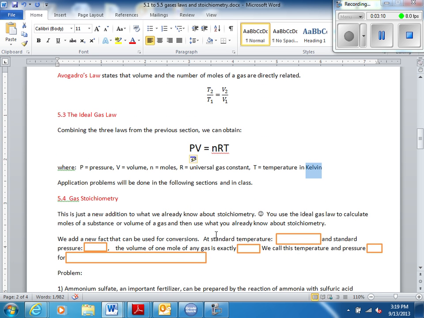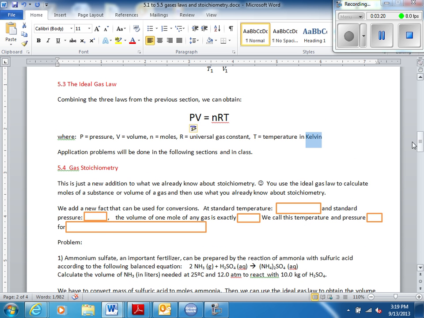Okay, we're not going to do any practice problems. I'm assuming you can do these, and you'll get some practice in class. We're going to move on to gas stoichiometry. We've already learned stoichiometry, and now we're just going to use this ideal gas law along with stoichiometry.